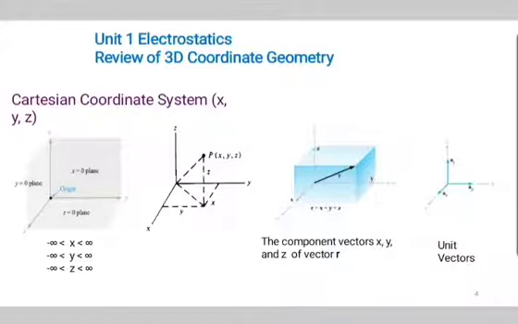Now, the Cartesian coordinate system is also known as the rectangular coordinate system. In this system, the three coordinate axes x, y and z are mutually perpendicular to each other. The right-handed Cartesian coordinate system is generally used in electromagnetics.